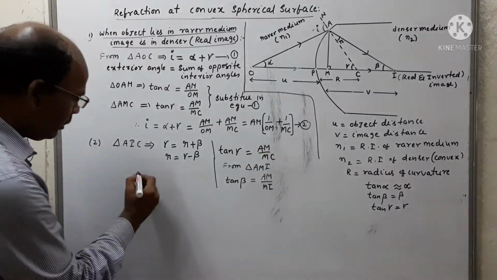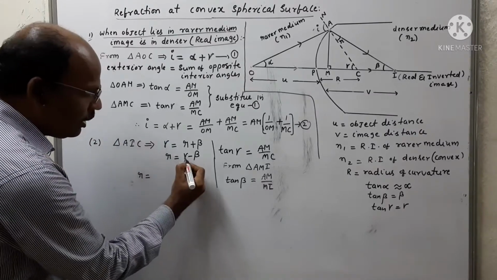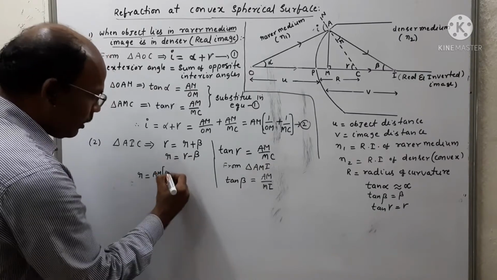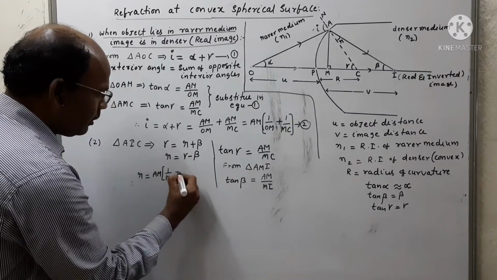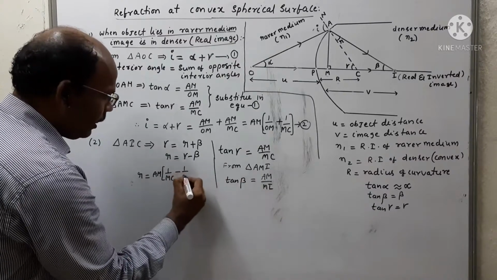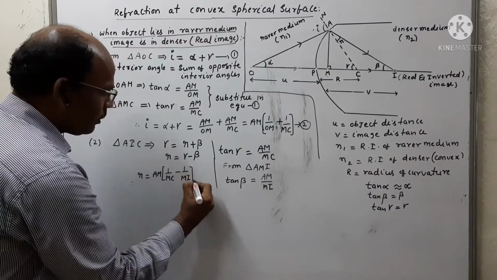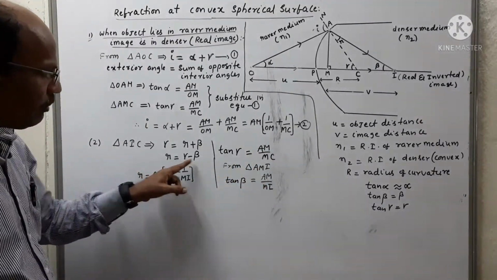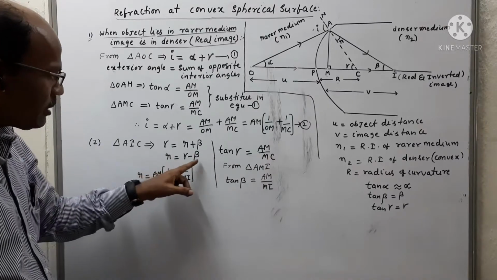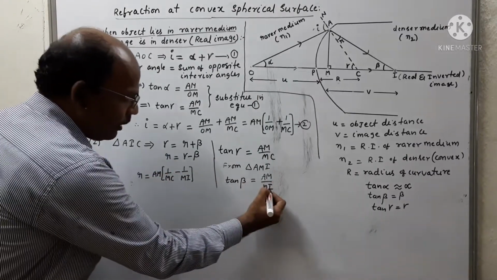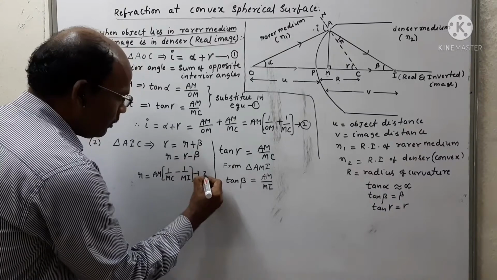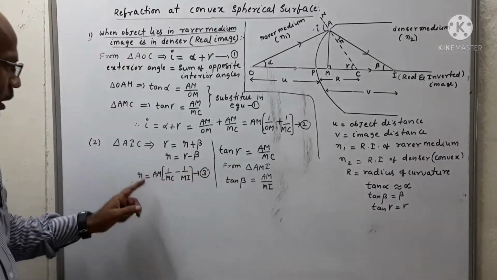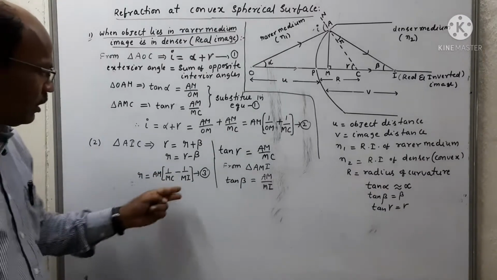Substitute the value in this equation. So R is equal to gamma minus beta, meaning AM, take AM common, and 1 by MC minus 1 by MI. Okay. So AM take common, and in place of gamma 1 by MC, in place of beta 1 by MI. So this is called equation 3. R is equal to AM into 1 by MC minus 1 by MI.